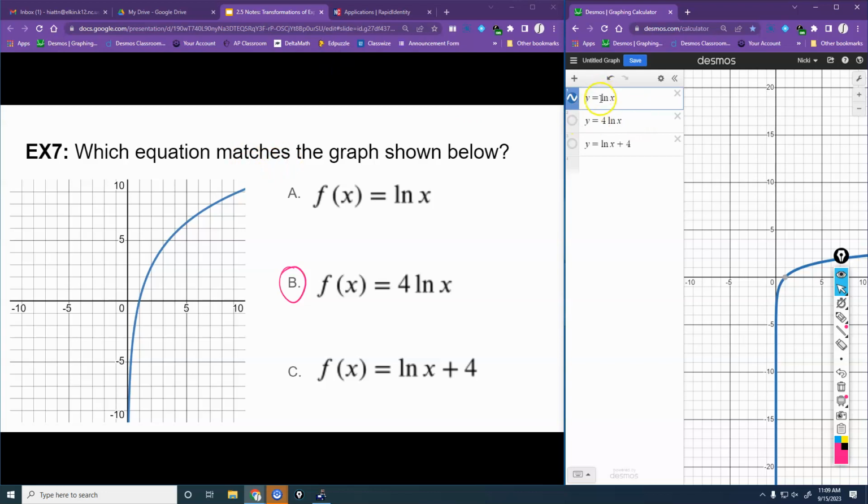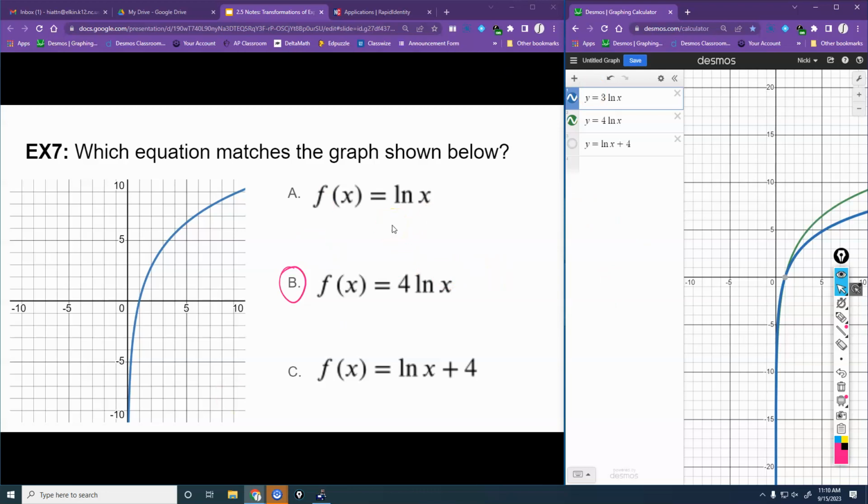Like if they had given you an option of 3 natural log of x, do you think you guys would be able to tell the difference between 3 natural log of x and 4 natural log of x? You're pretty good if you can. But I could see that blue line right there goes through about 5, 5. That one does not go through 5, 5, right? So it would have to be the green line would be a better answer. So check exact points. See if those points match up exactly.